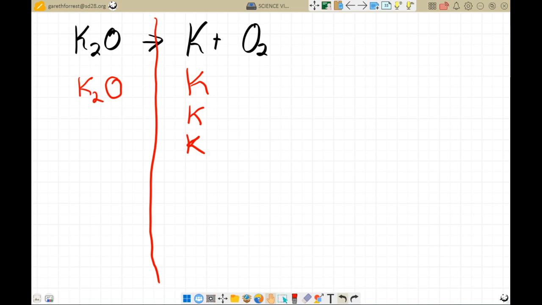That is now balanced. And next to the symbols up top there, I would write in that we have 2 K2Os, 4 Ks, and then there's only one of those O2s.